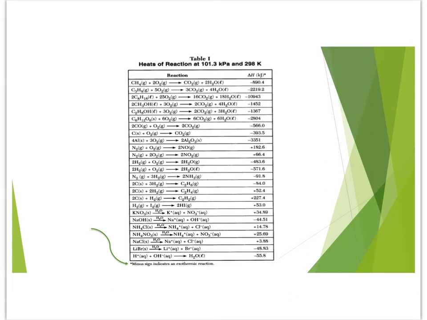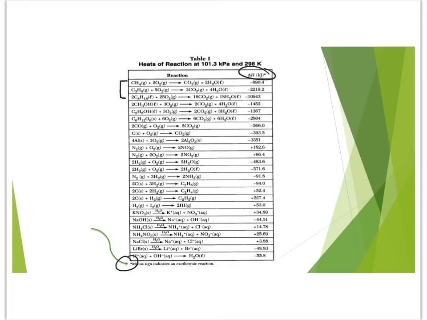So here's what reference table I looks like. It's just this long list of different reactions. It gives you the formulas, it gives you the delta H values. And then at the bottom, it tells you that the minus sign indicates an exothermic reaction. So you never have to even remember that, it tells you that. I want to show you these first 3.